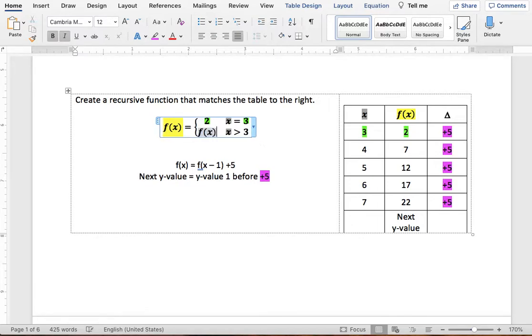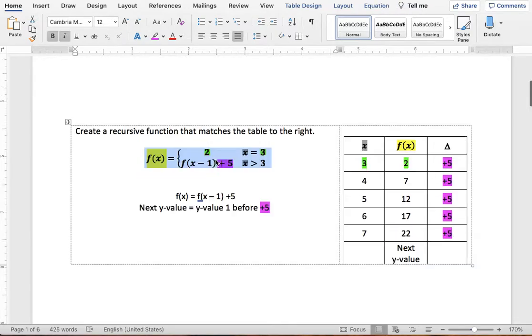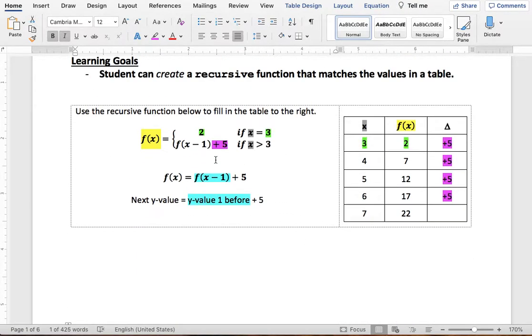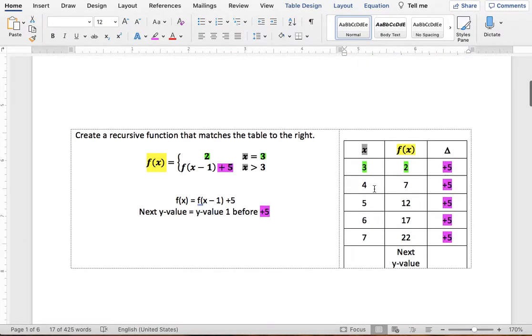So f of x minus 1 plus 5. There we go. And obviously, this right here was just me using the same example up here. Just want to show you how to go from the function to the table, and then using that same thinking but backwards to go from the table to the function. All right. Let's use a different example now.